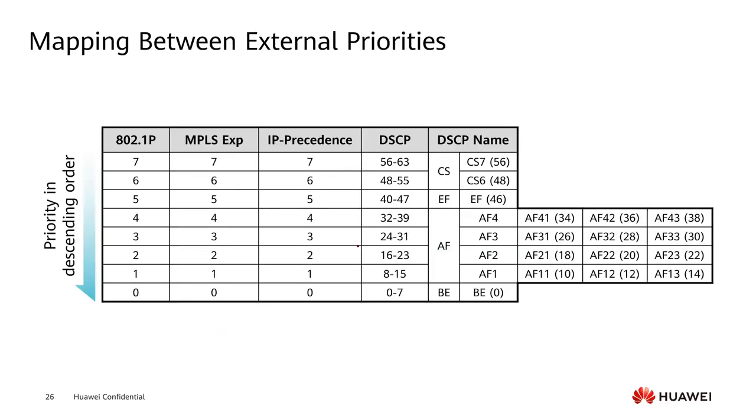Okay, and here is some mapping between the external priorities. Some priorities actually are at the same level. For example, in the VLAN packet, the .1p priority value is 7. Basically, this priority is equal to the MPLS EXP value 7. It's equal to the IP precedence 7. And for the DSCP, the VLAN priority 7 basically equals the DSCP value from 56 to 63.